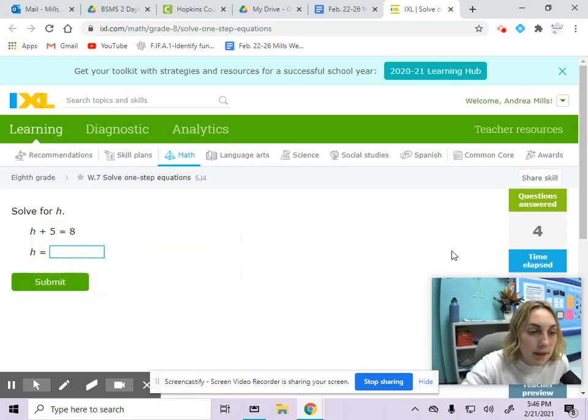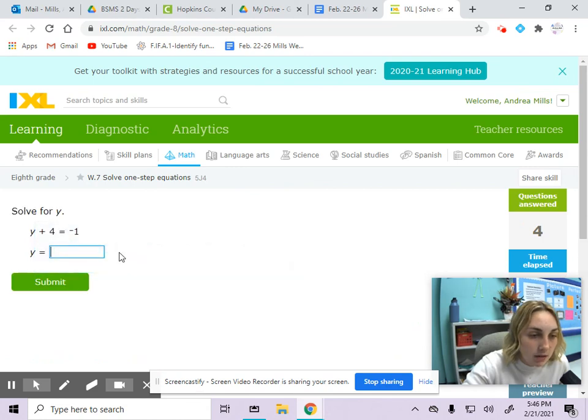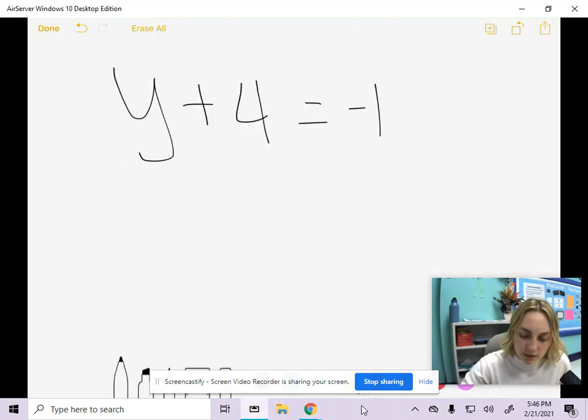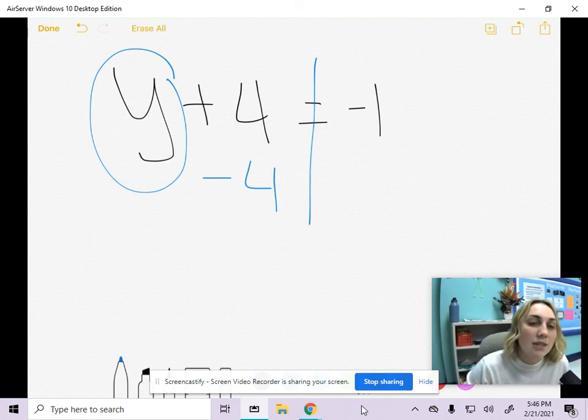All right. So I'm going to skip a level, make sure nothing gets freaked out. Okay. We have y. We're going to add that by 4, and that's equal to negative 1. Same thing. We want to solve for y. And to solve for y, I need to get rid of that plus 4, and I need to use its opposite to make it equal to 0. Well, the opposite of positive 4 is negative 4. So we're going to subtract 4 by 4 to make it equal to 0.